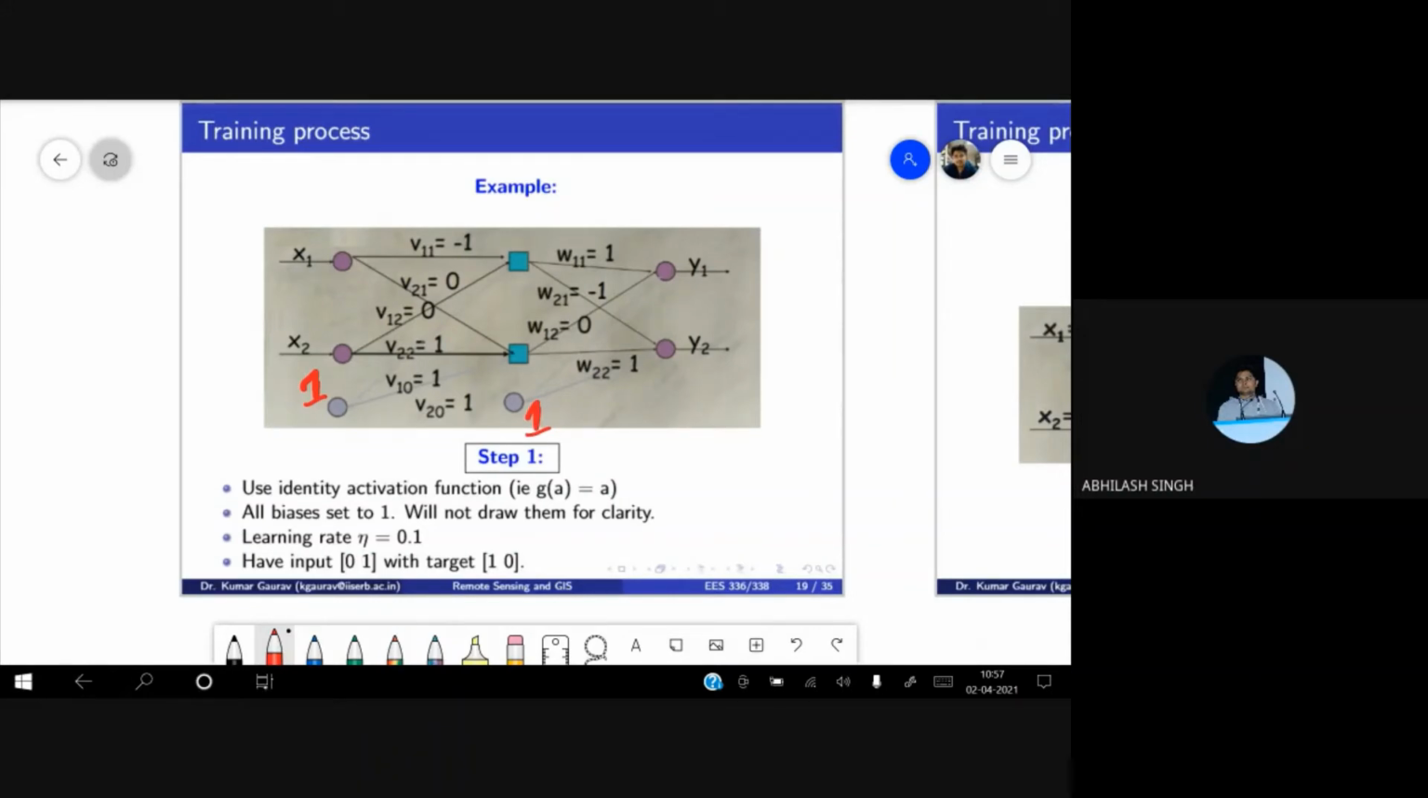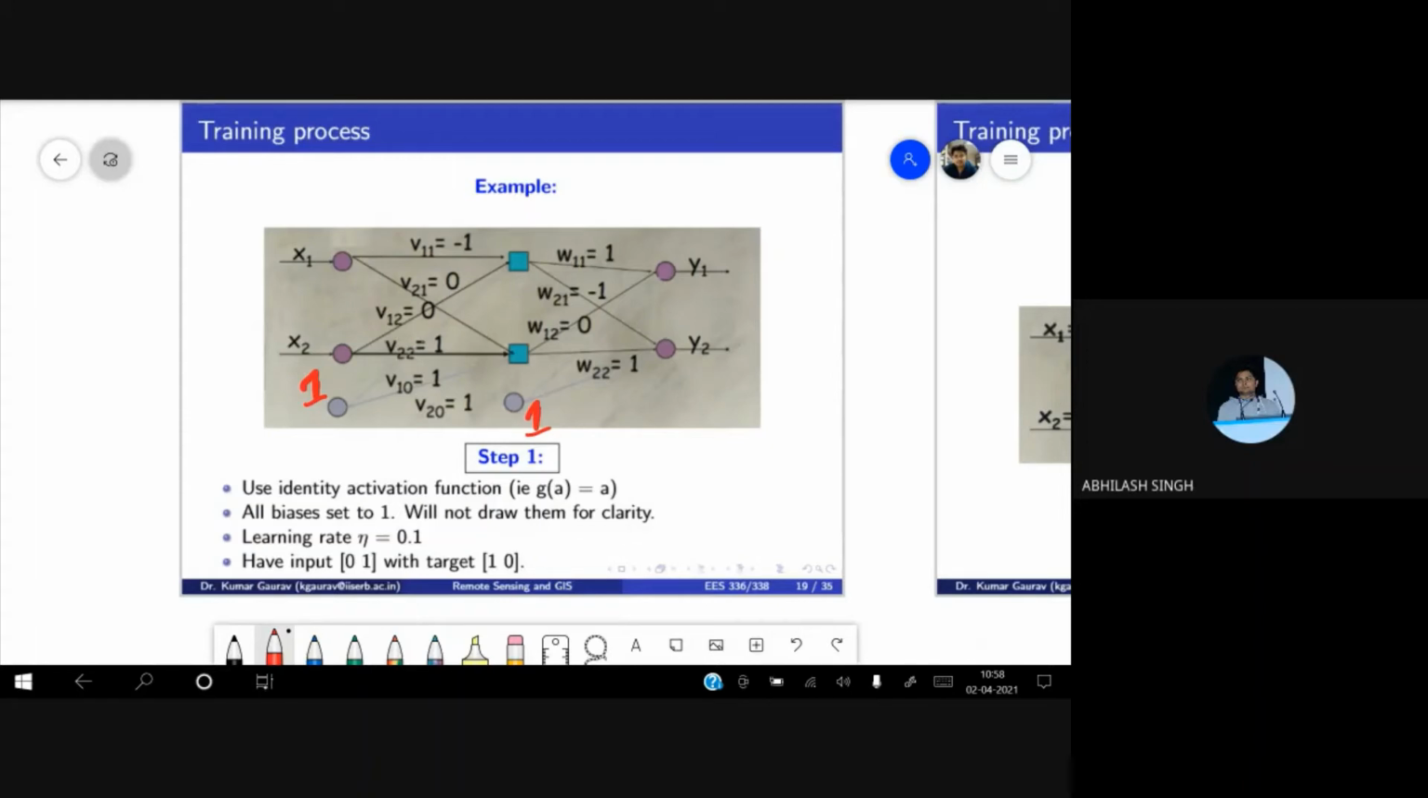And also we will not draw them for clarity. As we proceed further, things will get complicated. So for the sake of simplicity and ease of understanding, we will just avoid drawing this bias term. We will consider this mathematically, but we will not draw this.